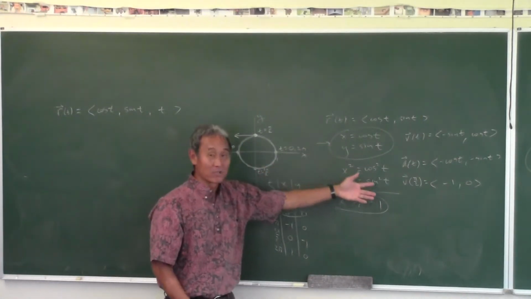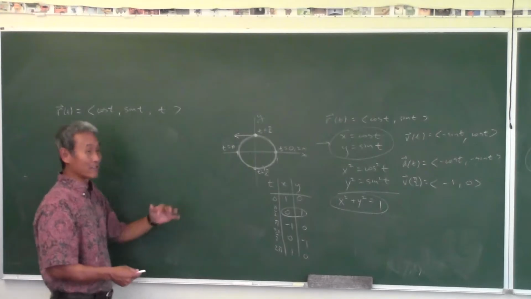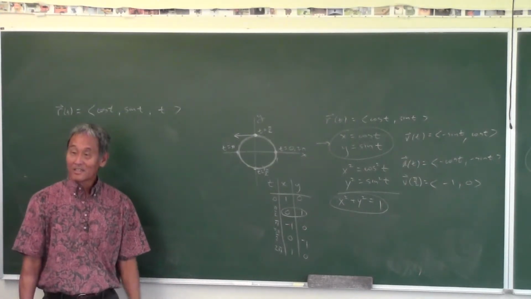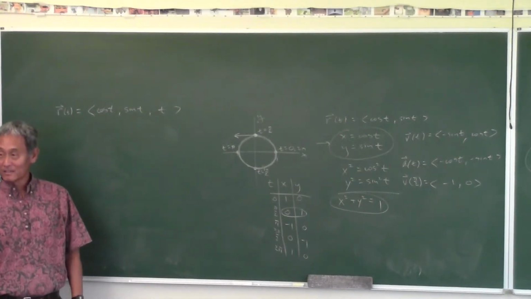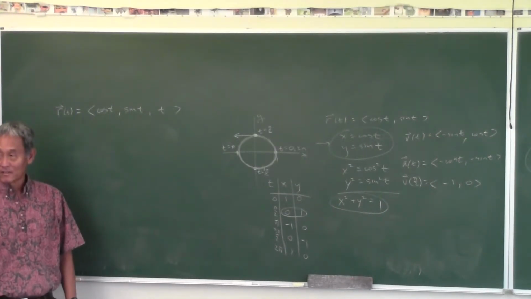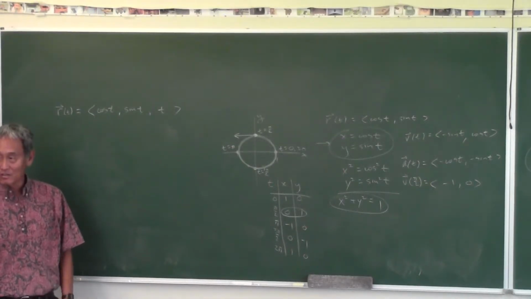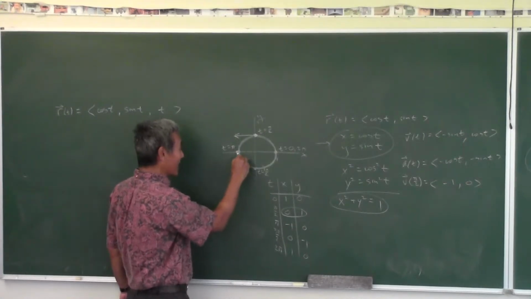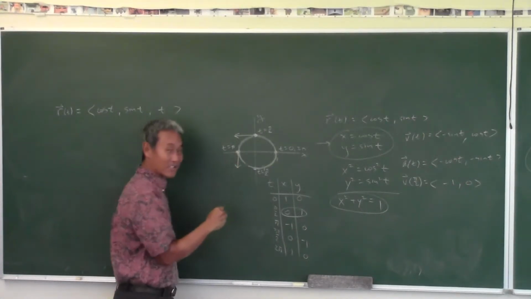Once we know the equations, we just figure out the velocity and acceleration vectors. The velocity vector is tangent to the circle at the point of tangency. It's always going to be tangent to the circle. So in other words, the ball right here, the velocity vector would look like that. See how it's tangent to the circle?